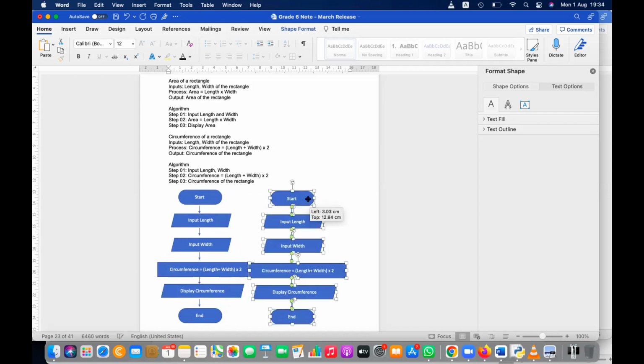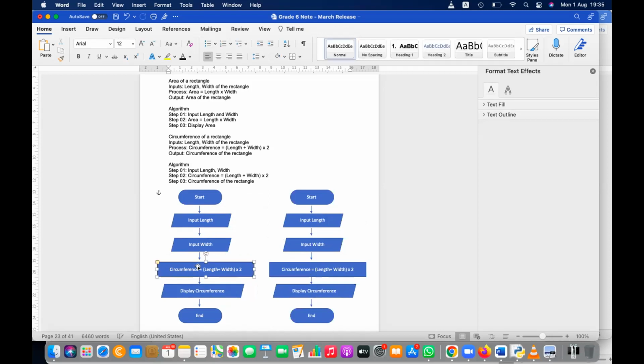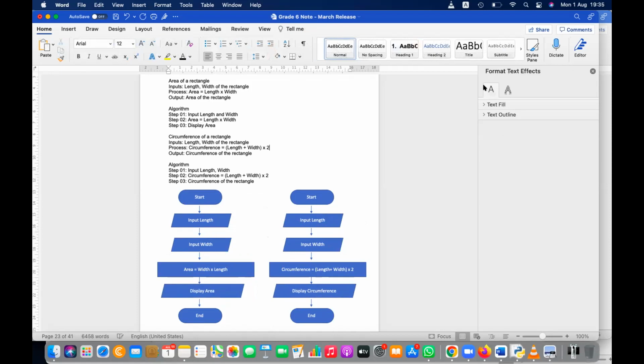So both flow charts I have added for your convenience. Let's say this is area, and if it is area, you can say area is equal to width into length. And here display the area. So both flow charts are there, right? Now you can write down both because it's useful.